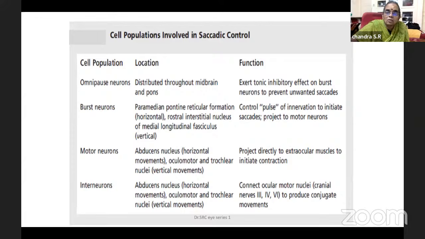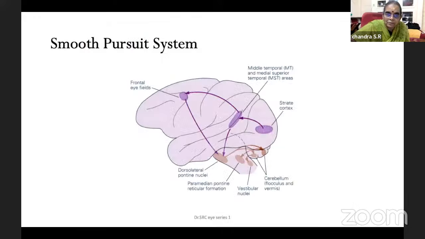As we saw, there is a viscous drag in the orbit due to the mechanical properties of the connective tissue, the muscles, the nerves and the fat. So to generate a movement, you need a pulse of innervation, a very powerful push that comes through the burst neurons. The motor neurons which carry it out are the abducens nucleus, and the oculomotor and trochlear nuclei for various types of movements. The abducens nucleus is for horizontal movement, and the oculomotor and trochlear nuclei are for vertical movement. They are linked by interneurons.